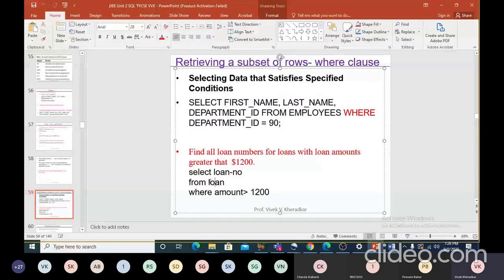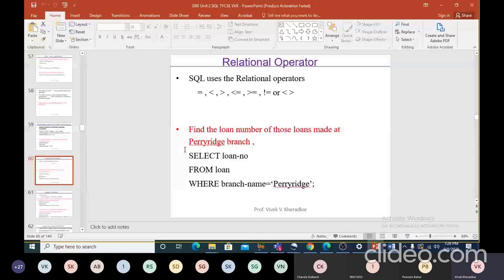Next, the where clause also uses relational operators. SQL uses relational operators such as equal, less than, greater than, less than or equal to, greater than or equal to, and not equal to. These relational operators you can also use in the where clause while applying the condition.